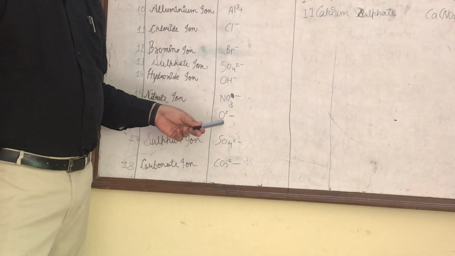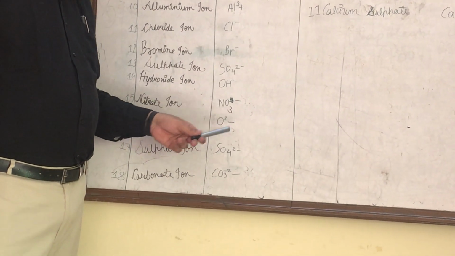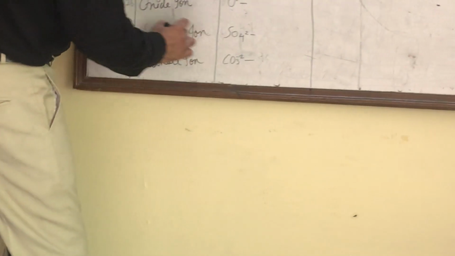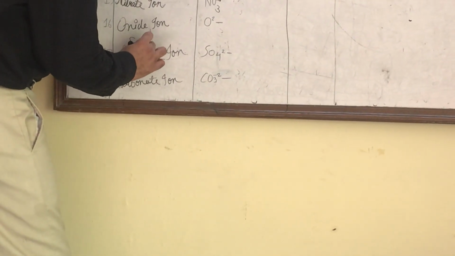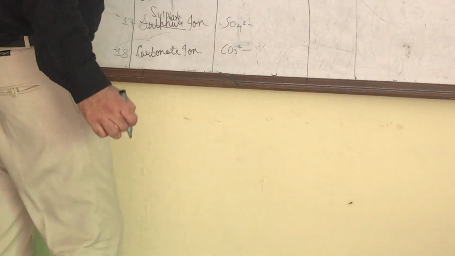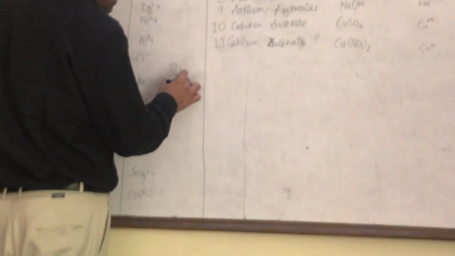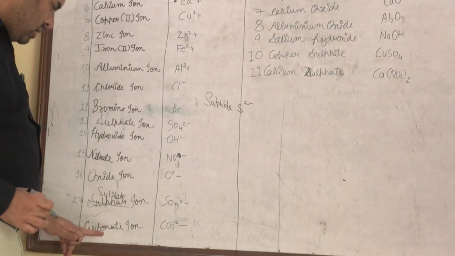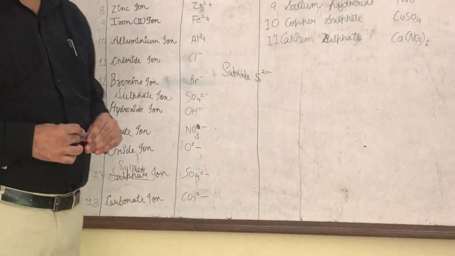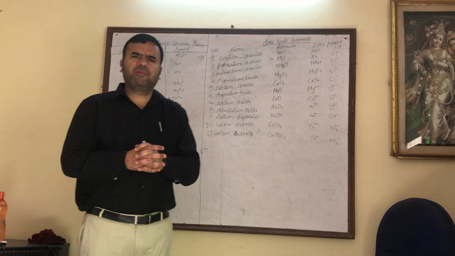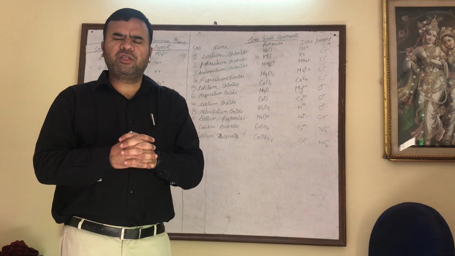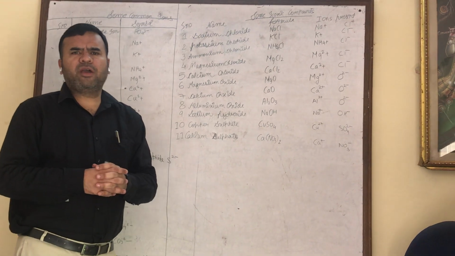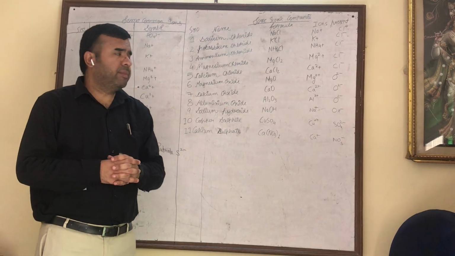Oxide, O2 negative. Oxygen with valency 2 minus. Sulfate is SO4 with valency 2 minus. Sulfide is S with valency 2 minus. Carbonate, CO3 with valency 2 minus. If more radicals come, I'll give you more examples with the help of which you can find out their chemical formula. If you have to break a given compound into ions, how will you break it?